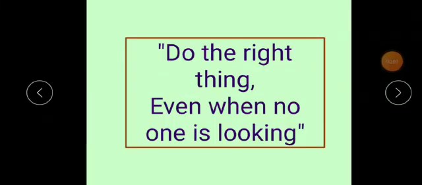Hello everyone. Today's thought is: do the right thing even when no one is looking. Children, the shortest and sweetest way to live with honor in the world is to be in reality what we would appear to be. So, remember that: always do the right thing even when no one is looking.